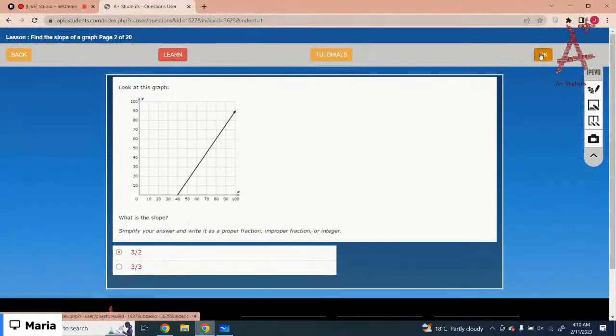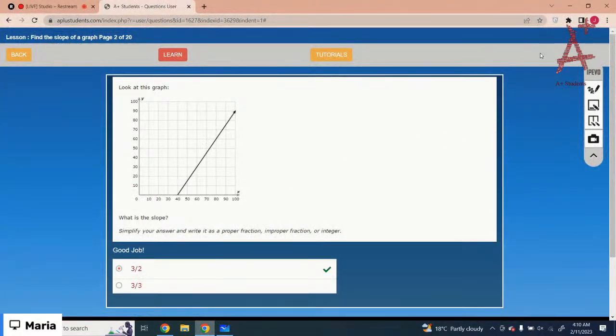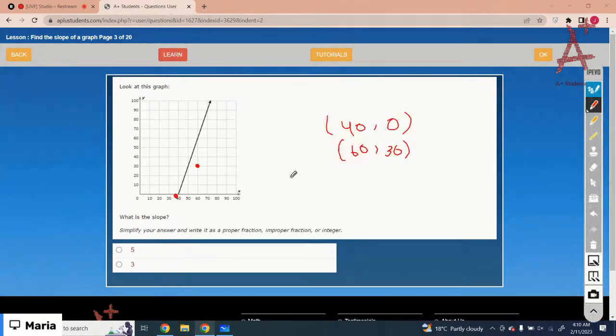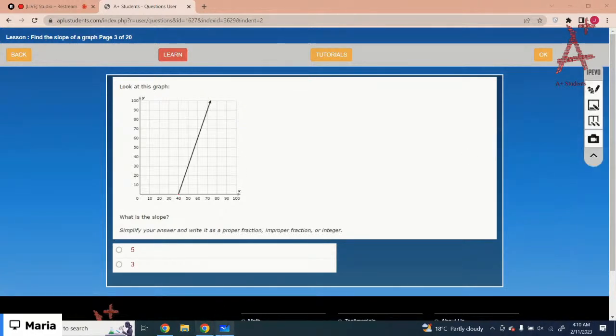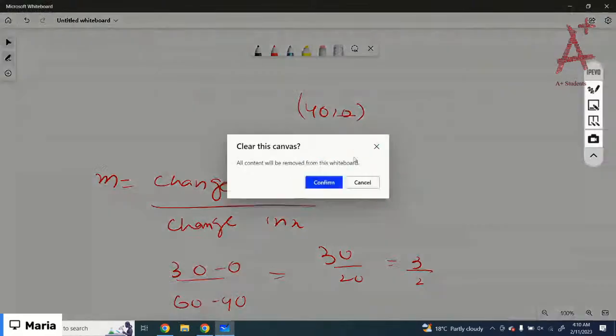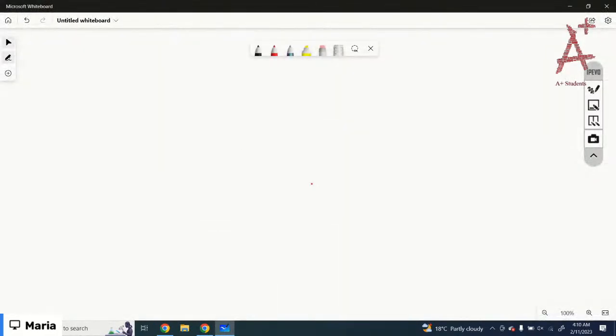Just select the correct option, then click on the OK button. Okay, then here we have a graph. You can just find two of the points on the graph. So these points are, here is this one: x is 40, y is 0. So the point is 40 and 0.